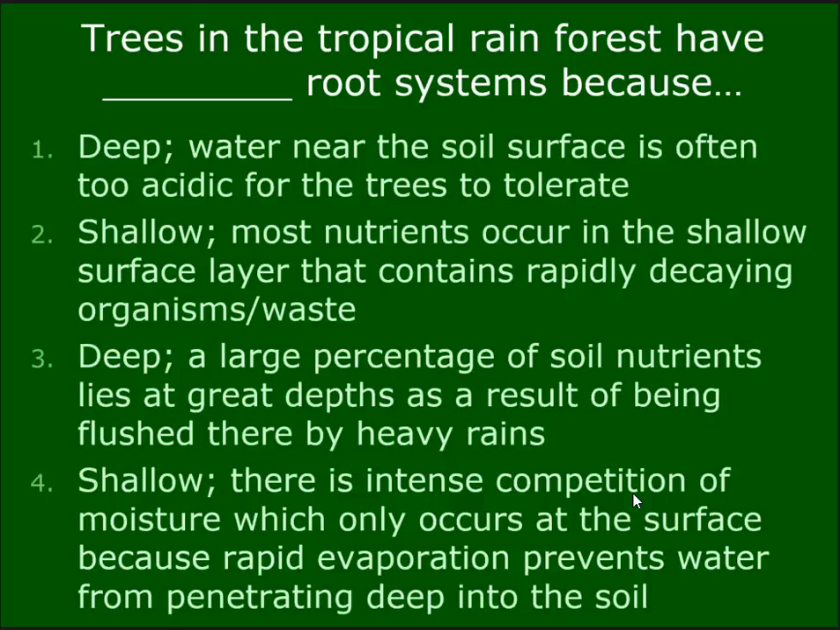Now, your last question is this. Trees in the tropical rainforest have blank root systems because. Do they have deep root systems because water near the soil surface is too acidic for the trees? Do they have shallow root systems because nutrients occur in the shallow surface layer because that's where everything's decaying? Do they have deep root systems because a large percentage of soil nutrients lie at great depths because they've been flushed there by rains? Or shallow because there's intense competition for moisture and it only occurs at the surface because rapid evaporation prevents water from penetrating deep into the soil? What you're going to do in this question is take all of the stuff that we've talked about in this lecture and figure out what makes the most sense given a tropical rainforest.